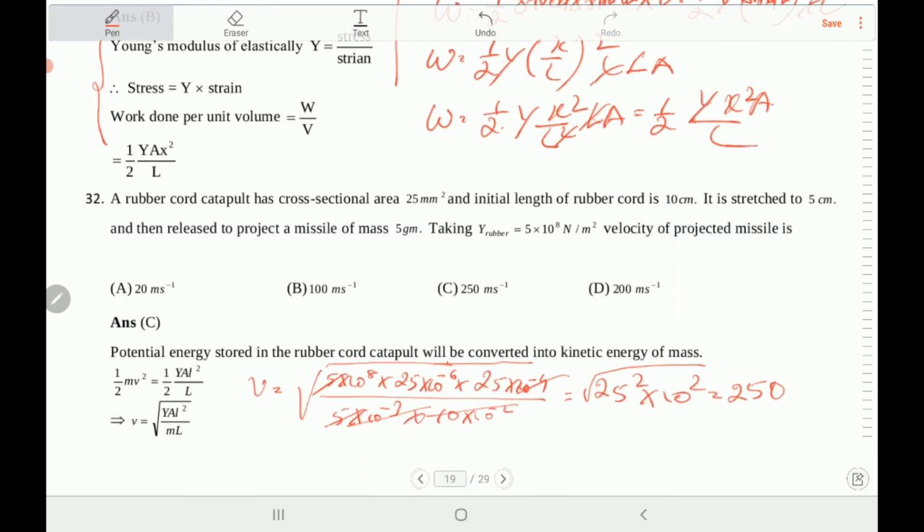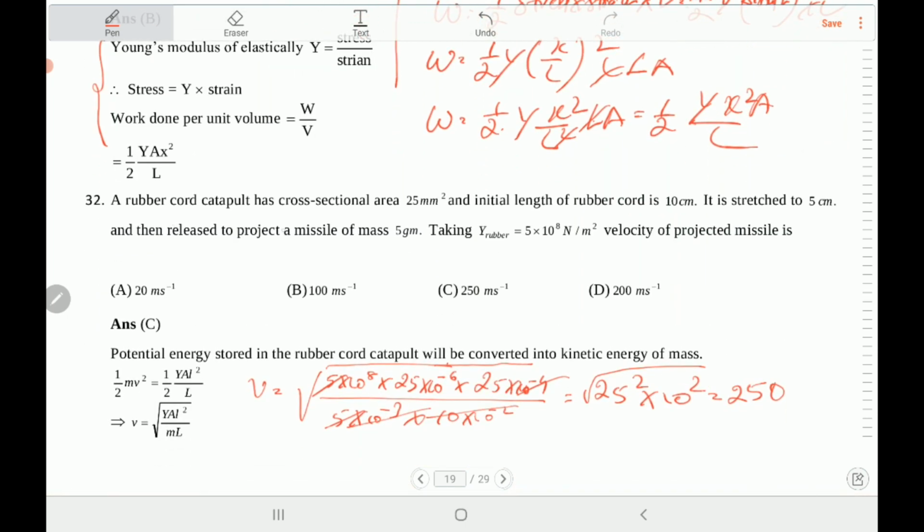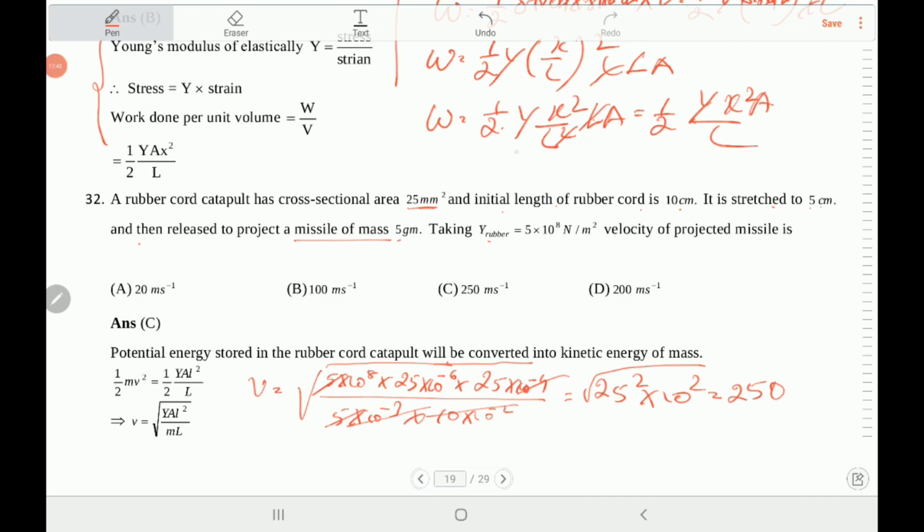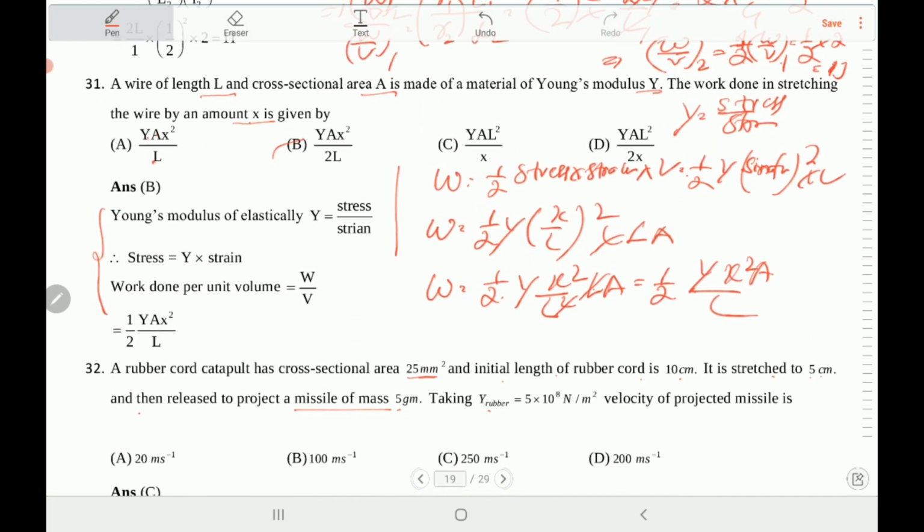Right. Last one. A rubber cord catapult has cross-sectional area 25 mm square, and its initial length of the rubber is 10 centimeter. It is stretched by 5 centimeter and then released, 5 centimeter extension, right? To project a missile of 5 gram. Young's modulus Y of rubber is 5 into 10 power 8. The velocity of the projectile is? Children, this is a continuation of the previous problem. In the previous problem, we discussed work done for an extension X, initial length L, area of cross section A.